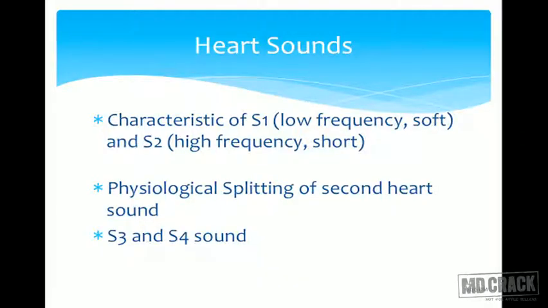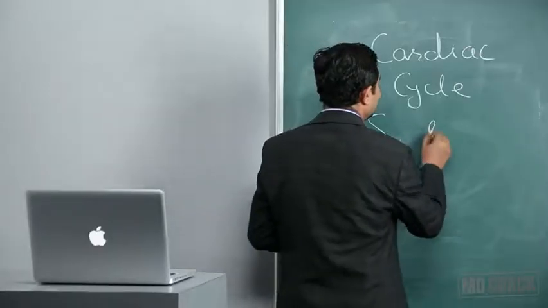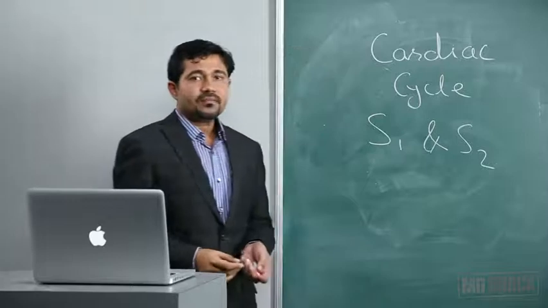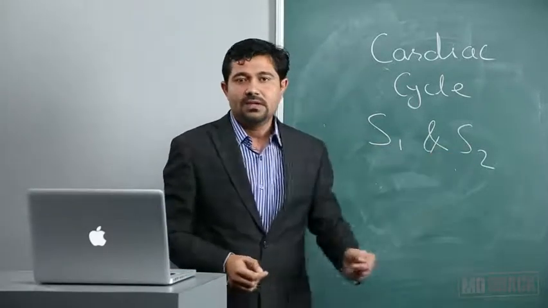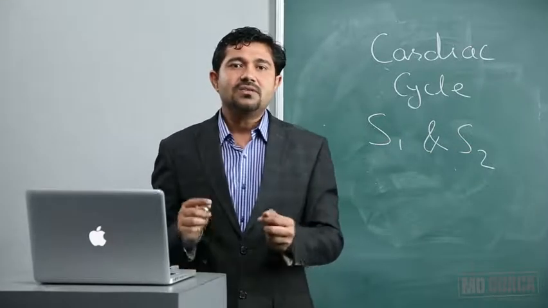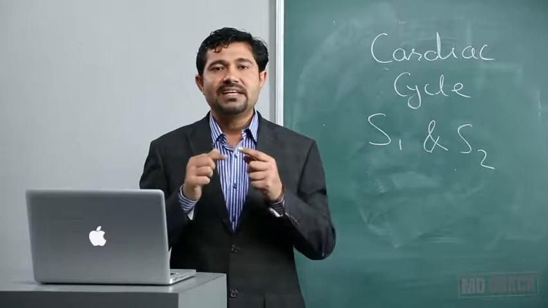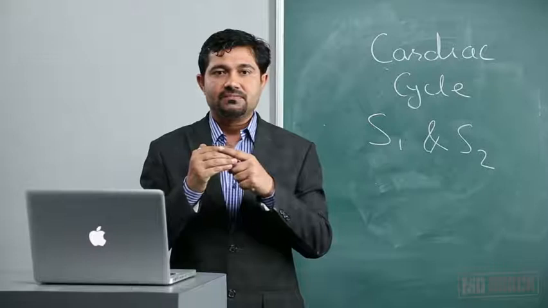Now coming to the heart sounds. Normally we know about the two heart sounds, which we call S1 and S2. S1 is also called lub, and S2 is the dub sound. What is the cause of the production of the heart sounds? The heart sounds are produced because of the turbulence created by the sudden closure of the valves.